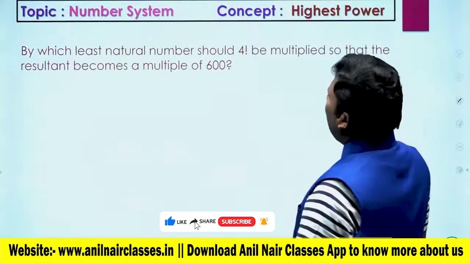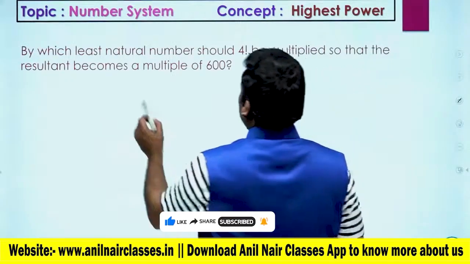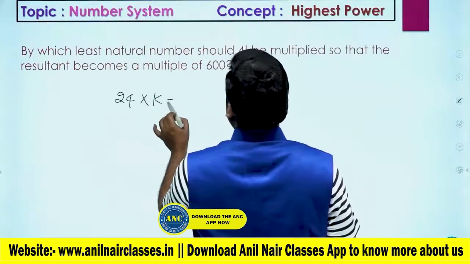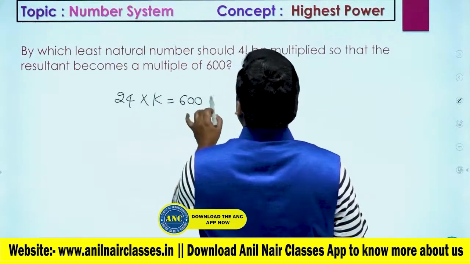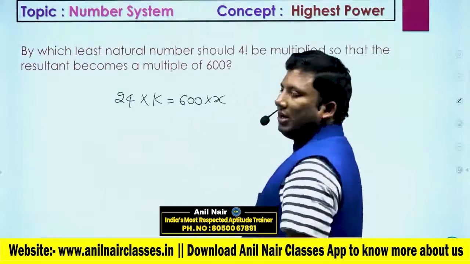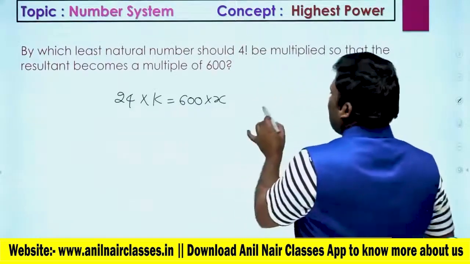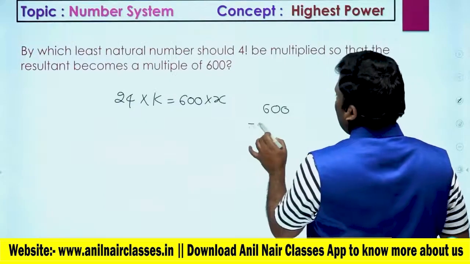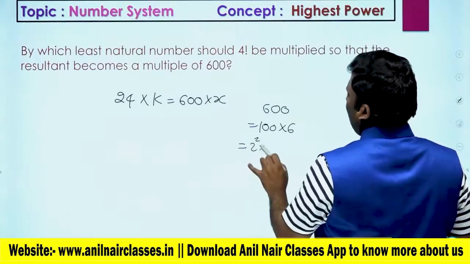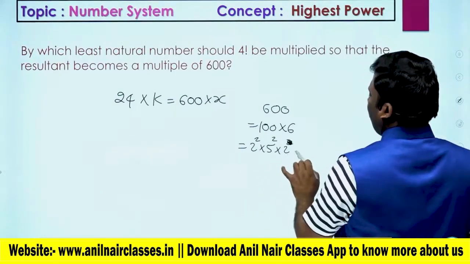By what least natural number should 4 factorial, it is 24, be multiplied, such that the resultant is a multiple of 600? So 24 into k is 600 into x. What is 600? 600, it is 100 into 6. 2 square into 5 square into 2 into 3.